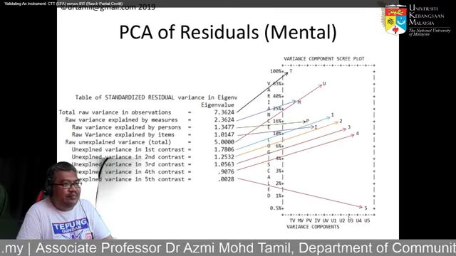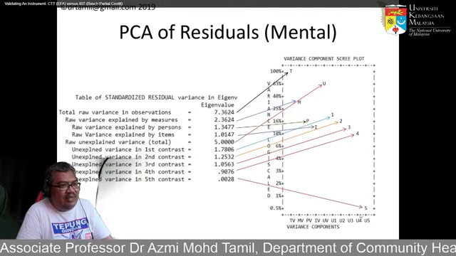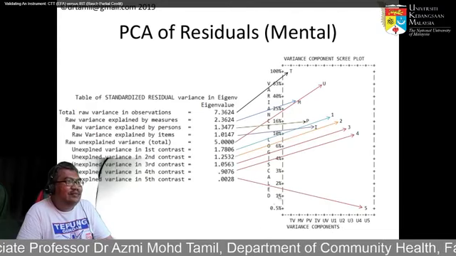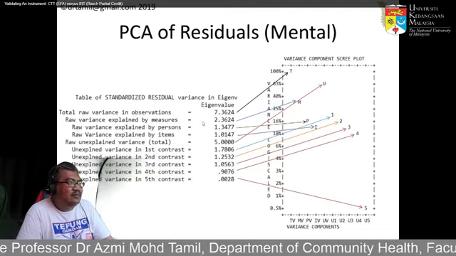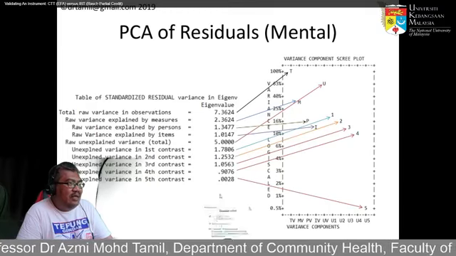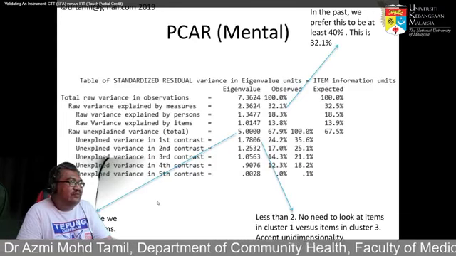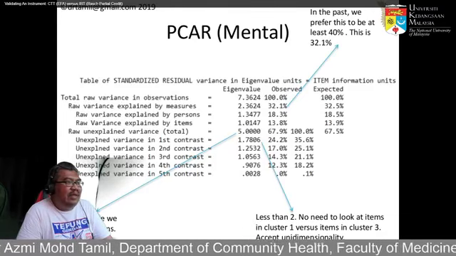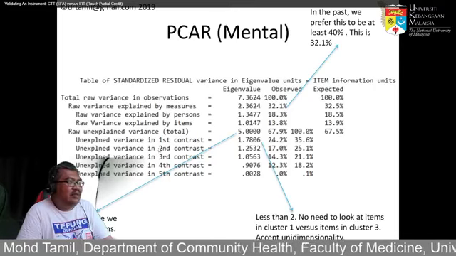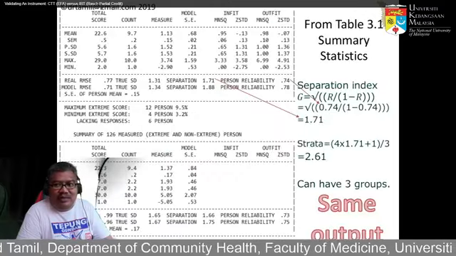You can see here, as mentioned earlier, MH5 is way off. So let's look at this. This one, first contrast 1.7, so it's less than 2, so not really an issue. So no need to look at items in class 1 and 3, except it is unidimensional. So unexplained variance in the first contrast is less than 2, therefore it is unidimensional.